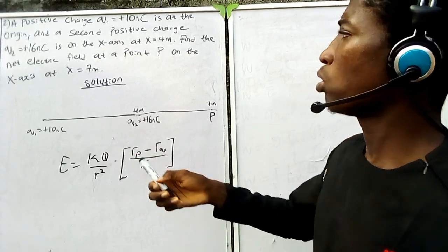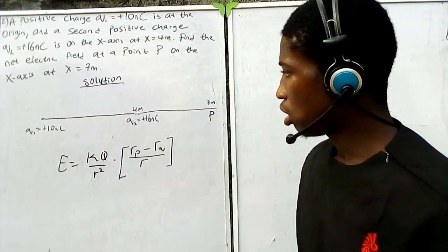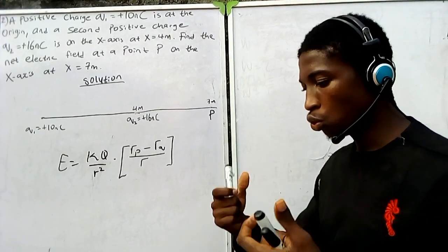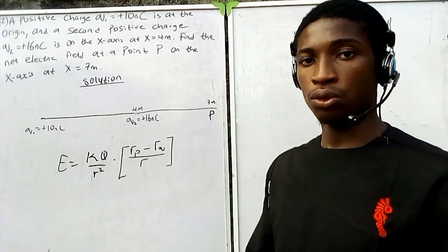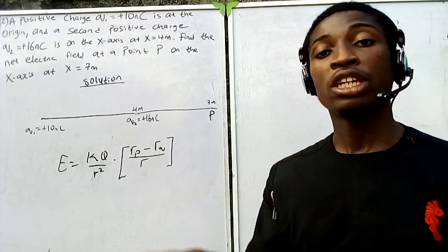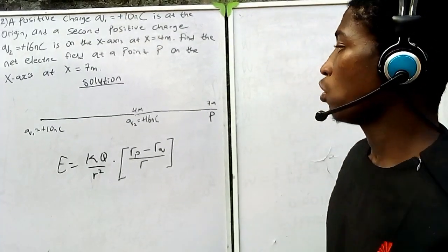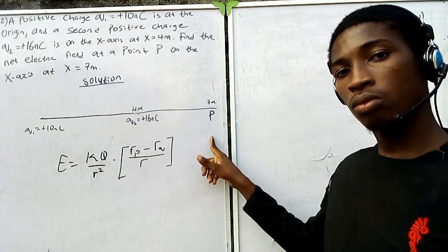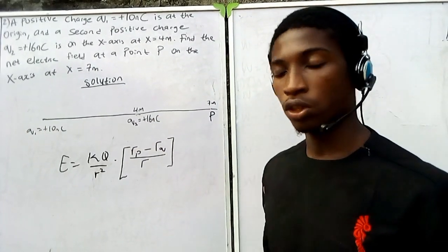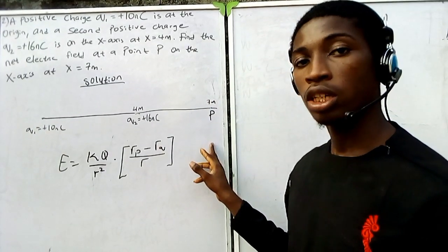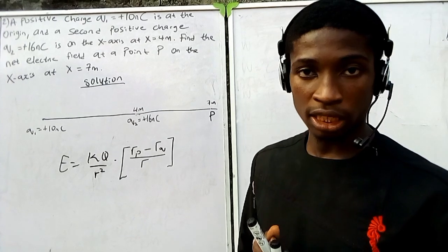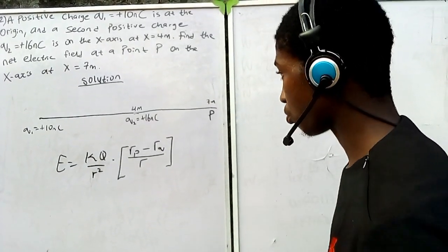Now we're asked to find what's the net electric field. In this axis there are two charges, and those two charges are emitting electric field on point P. So the net electric field on point P will be the sum of the electric field from Q1 to P and Q2 to P. So you find the electric field from Q1 to P, add it to the electric field from Q2 to P, and that's the net electric field. As easy as that.